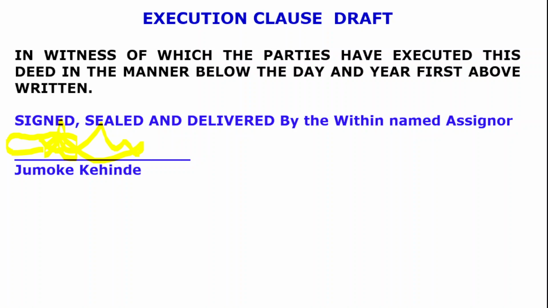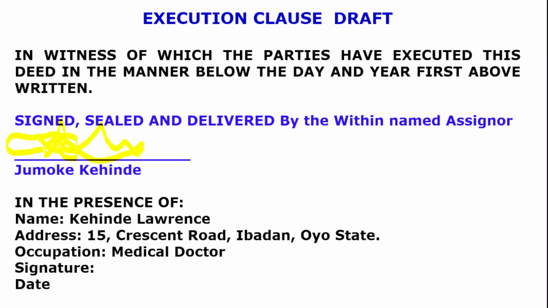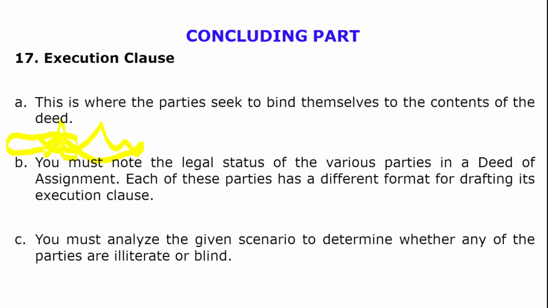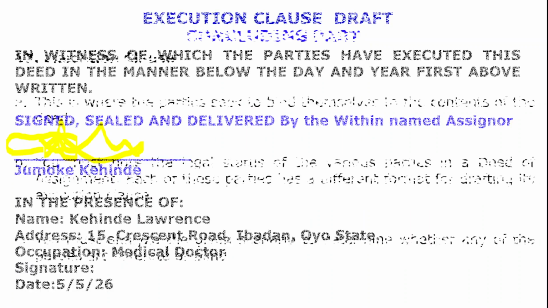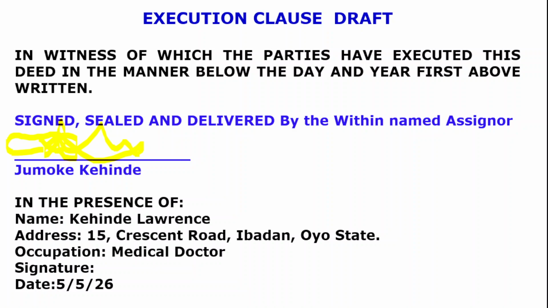After you have written Jumoke Kende, what follows is the attestation, which we are going to talk about. And here too, you ensure you sign. The reason I've written it this way is because I'm going to show you how to draft for the assignee.